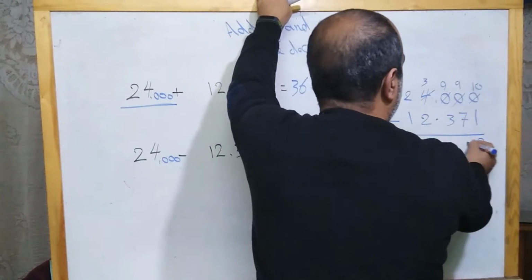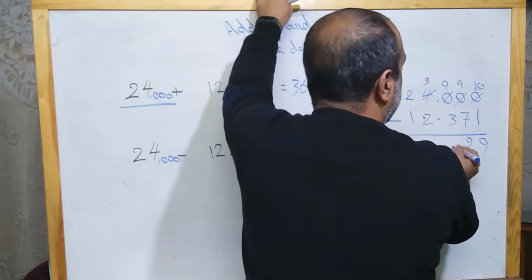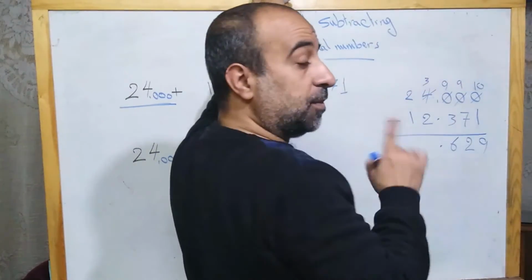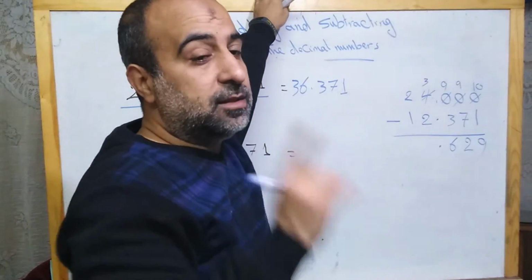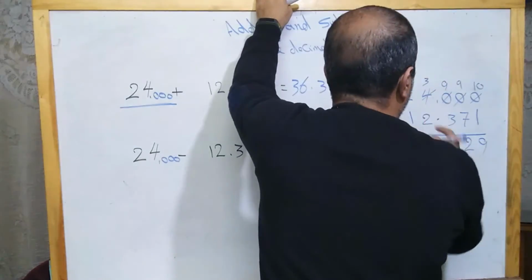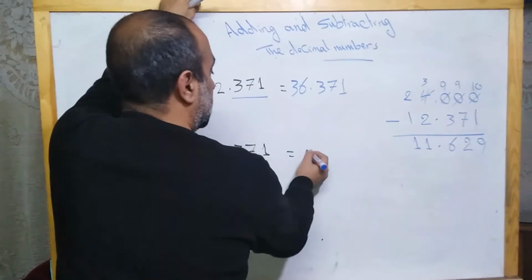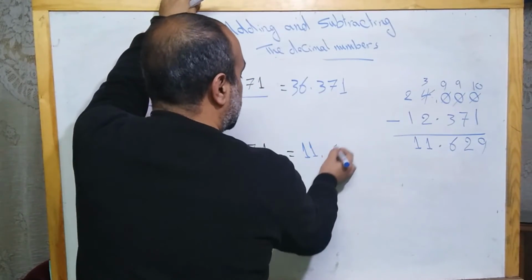9 minus 7 equals 2. 9 minus 3 equals 6. The decimal point. Don't forget the decimal point. 3 minus 2 equals 1. 2 minus 1 equals 1. 11.629.